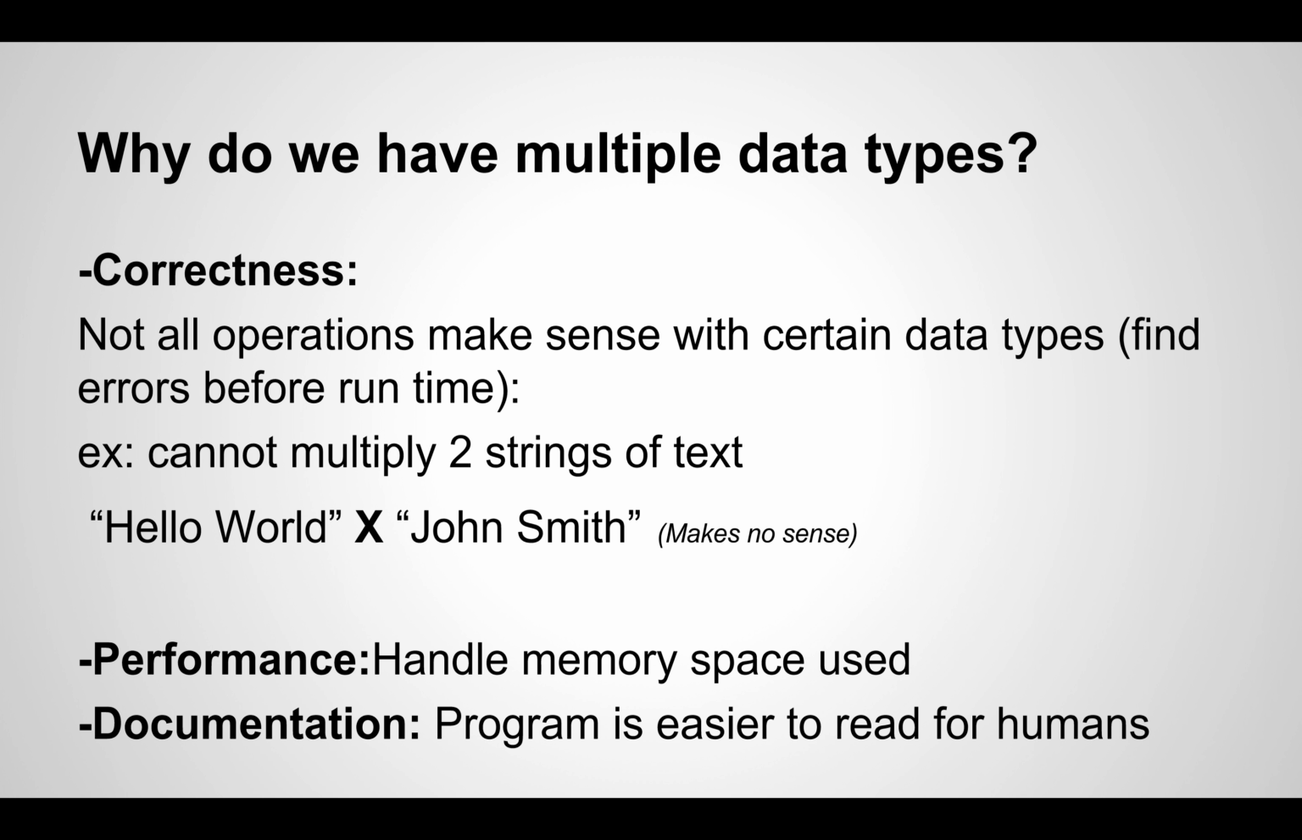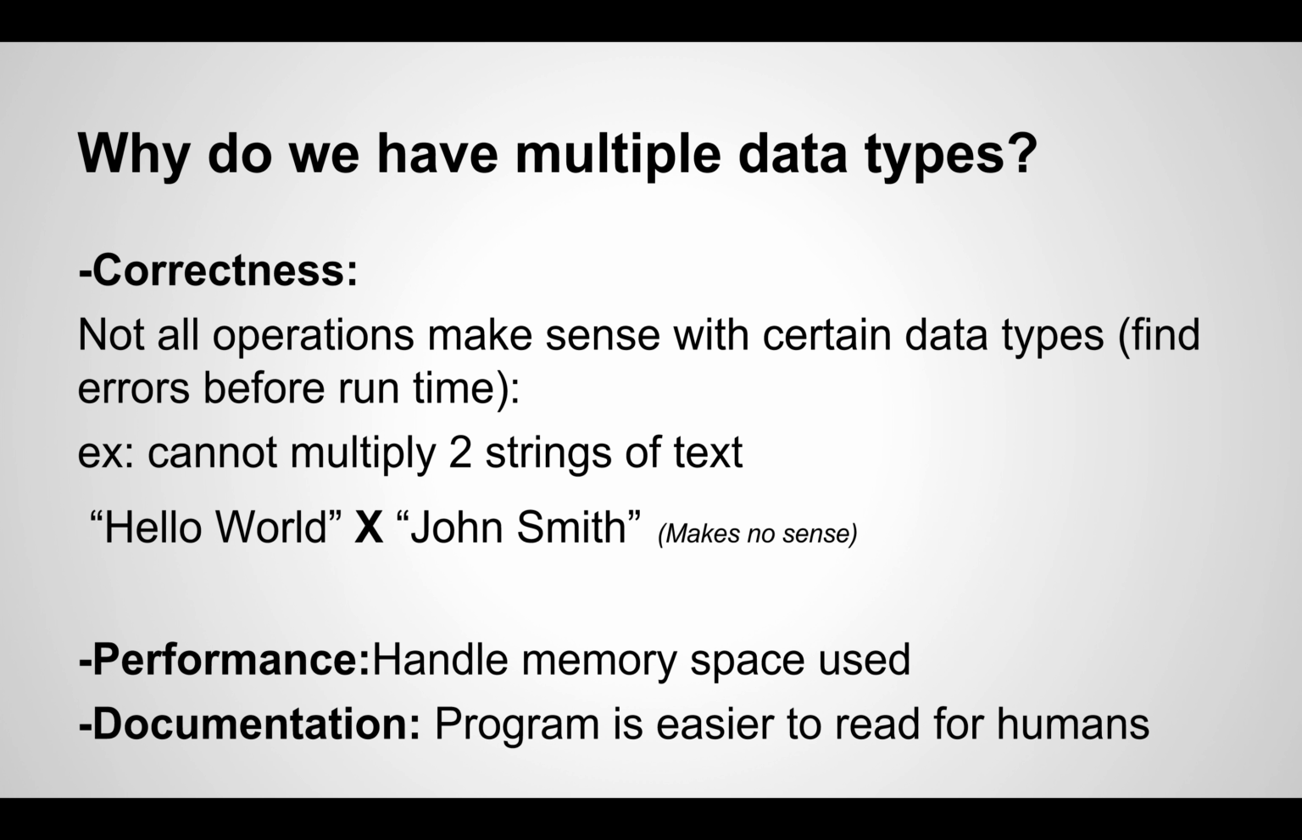Another reason is performance. It's a lot easier to handle memory space, in the sense that if you know you're using numbers and those numbers are of a certain size, in memory they're going to take less space, and it's going to be a lot faster. So if you know what type you're dealing with, then your program will run faster.